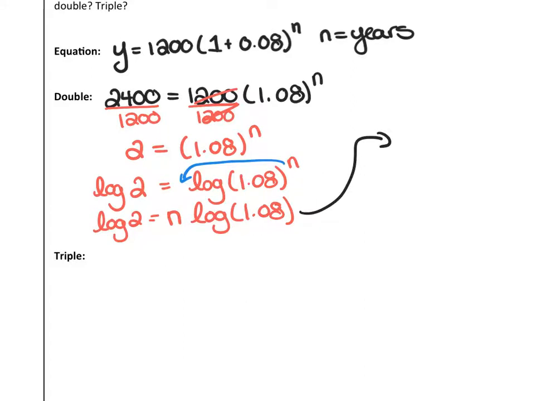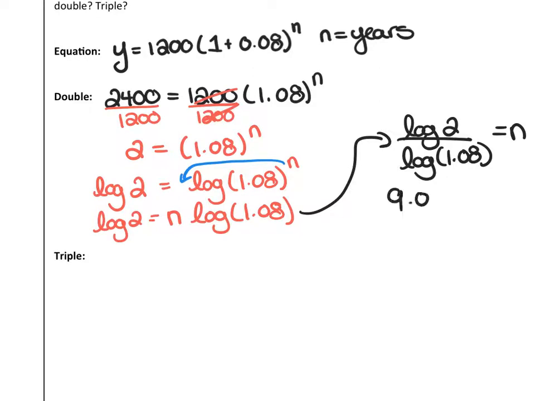Now that we have a log on one side and a log on the other, we're just going to divide. So I'm going to take that log 1.08 and move it to the other side by dividing, and solving for n. And then this is where all you've got to do is put it in the calculator. So log of 2 divided by log 1.08, and I get an answer of 9.006 equals n. So I can say approximately 9 years. It takes 9 years to double.